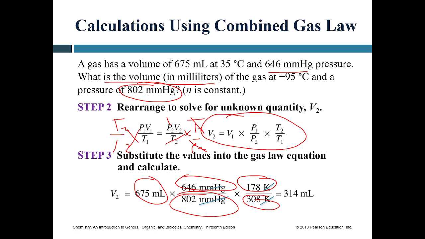V2, we don't have yet, so we gotta leave that alone, don't we? And finally, we're going to get our T2, which is the 273 minus 95, which is 178 Kelvin. That's P2. All right, everybody got that so far?